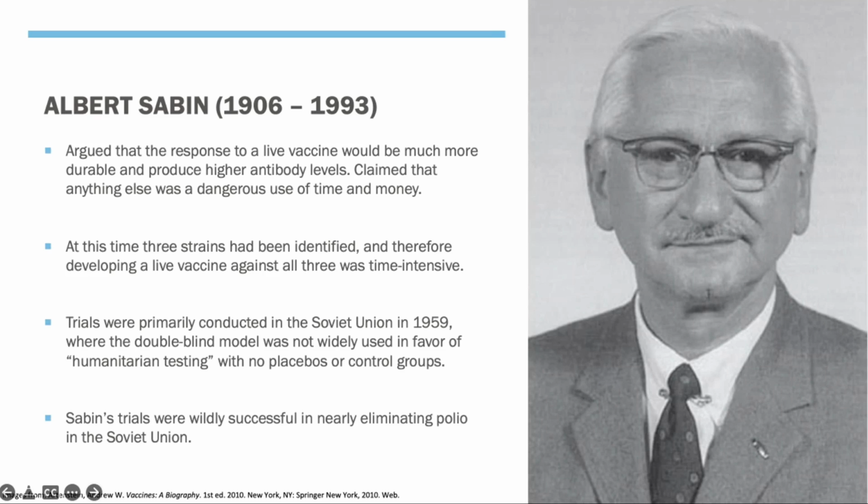He did much of his trials in the Soviet Union, actually, where a double-blinded model was not as widely used in favor of what they called humanitarian testing, which was essentially widespread administration of this vaccine. There were no placebos or control groups at the time, but despite that, his trials were wildly successful. He was largely credited with eliminating polio in the Soviet Union.